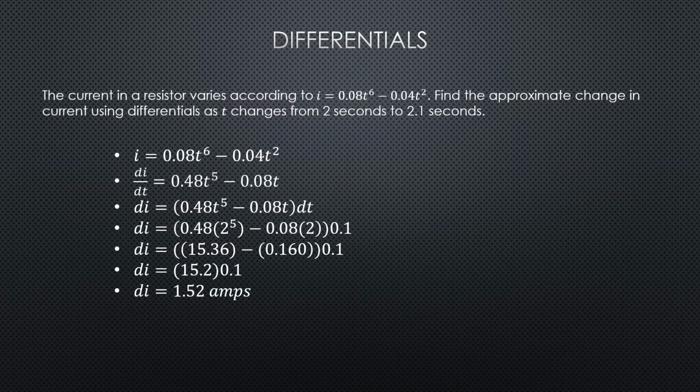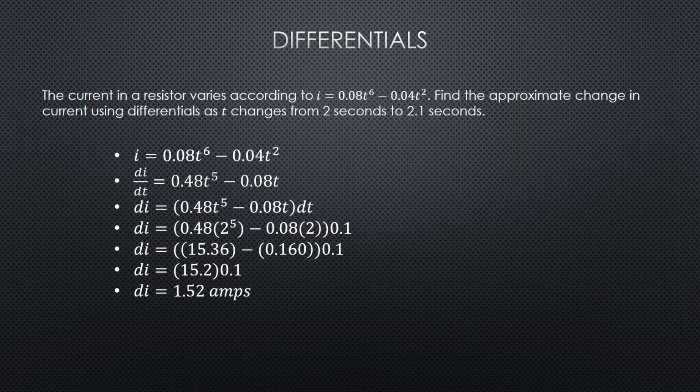Okay, so we know that I is equal to 0.08 t to the 6th power minus 0.04 t to the 2nd power. So we're going to take the derivative of I in relation to t. So we get dI/dt is equal to 0.48 t to the 5th power minus 0.08 t. And we simply take the dt and move it over to the other side of the equation, giving us dI is equal to the quantity 0.48 t raised to the 5th power minus 0.08 t, times the change of t, the dt.